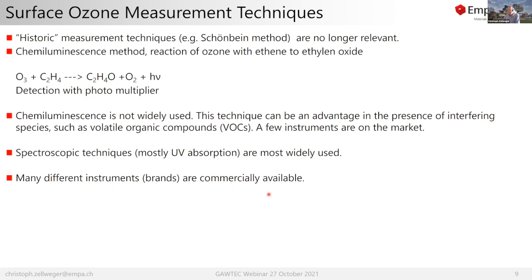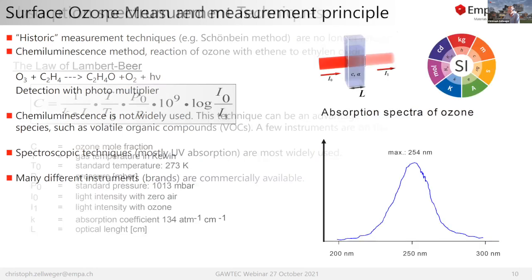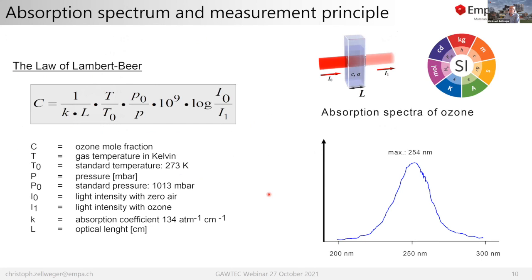I will come to this in a few minutes. So the measurement principle is absorption of UV light. So you have, in principle, a measurement cell.